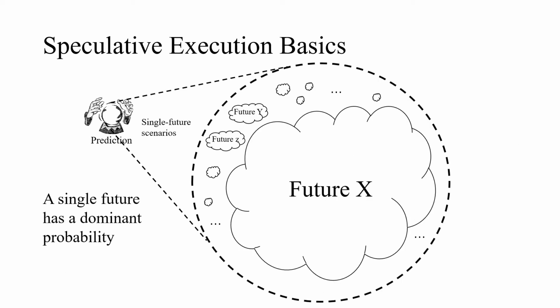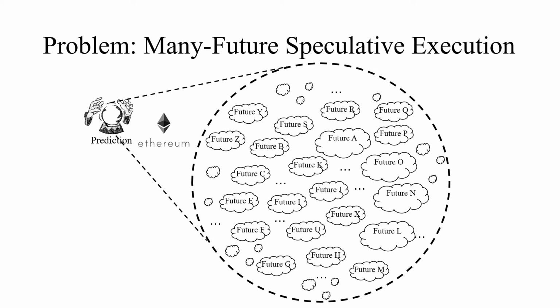Traditionally, this is not a big problem. It is because speculative execution has been mostly applied to single future environments, in which simply betting on the most likely future is a feasible strategy. In this work, we consider the problem of many future speculative execution. This is motivated by the opportunity and challenge in the transaction processing of the Ethereum blockchain.